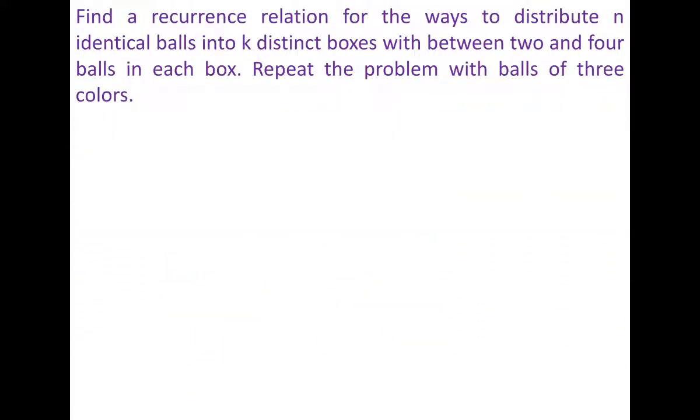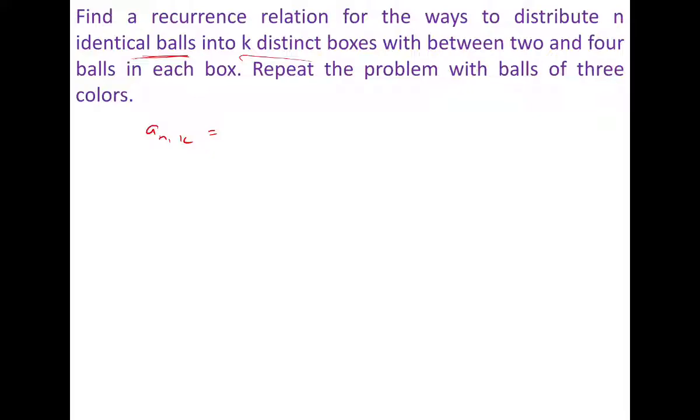Find a recurrence relation for the ways to distribute n identical balls into k distinct boxes with 2 to 4 balls in each box. We did the same problem using the generating function, and the generating function is simply x^2 + x^3 + x^4. Now we have to write down the recurrence relation, and there are two variables, one is n balls and the other is k boxes. So a(n,k) is the number of ways to distribute n balls into k boxes.